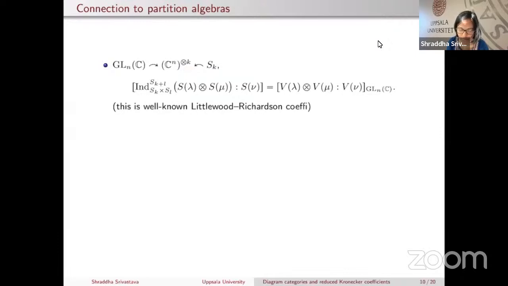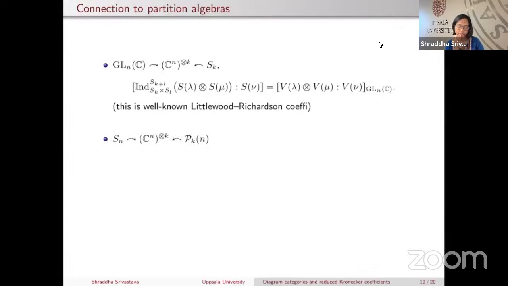Let's assume that K is also varying. Then we can consider the Young subgroup S_K cross S_L inside the symmetric group S_{K+L}. We induce an irreducible representation to the full symmetric group and look at its multiplicity. It is known that it is the same as taking the Kronecker tensor product, or just the diagonal action of the simple module, and looking at the corresponding multiplicity of the simple module. It is known to be the Littlewood-Richardson coefficient. There are algorithms to compute that.